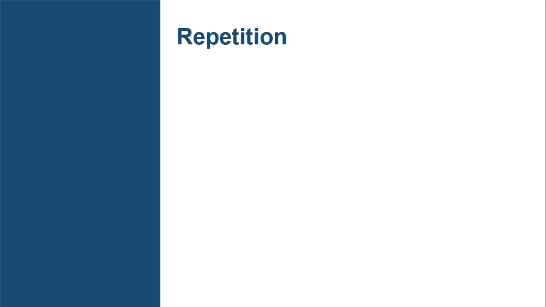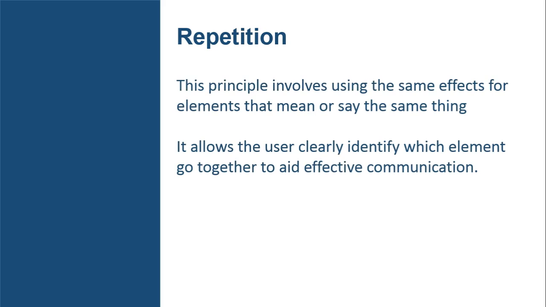Now let's look at the second principle, which is repetition. What is repetition? This principle involves using the same effects for elements that mean or say the same thing. It allows the user to clearly identify which elements go together to aid effective communication.